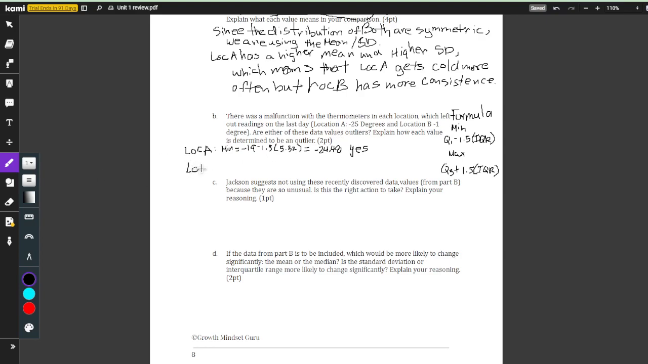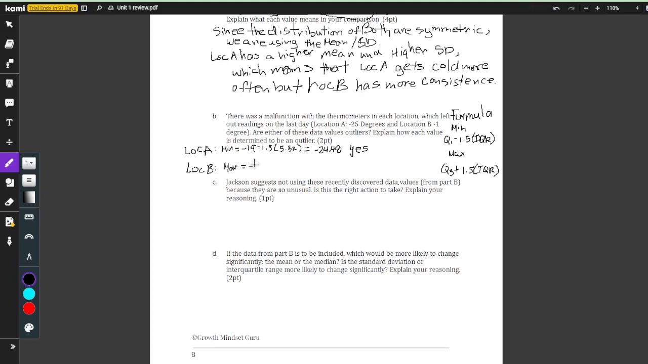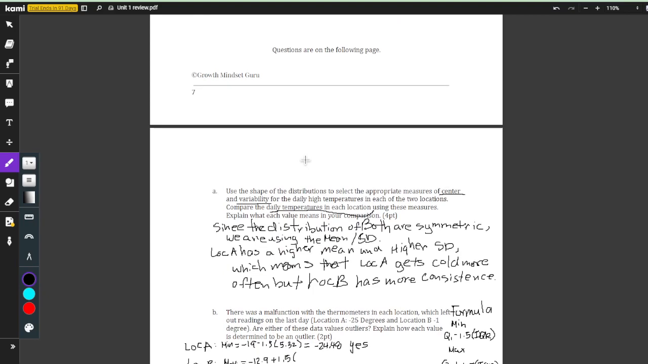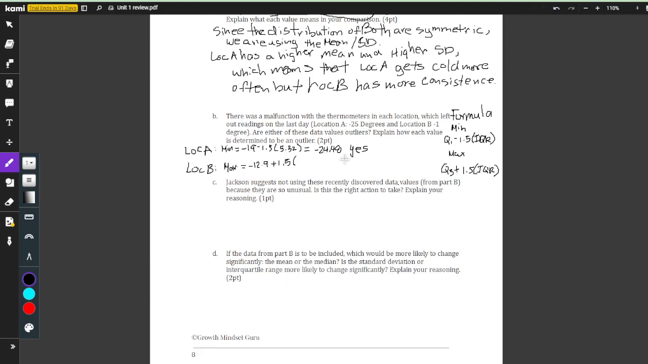So let's look at location B now. Location B is a max because it's a higher number. So we're going to look at Q3 for location B. Q3 is negative 12.9. Negative 12.9 plus 1.5 times, and then what is my IQR? If I calculate that, my IQR between here and here is about 2.73. And that gives us about negative 8.81. And negative one is outside negative 8.81. So yes, this is also an outlier. So both of these are outliers.